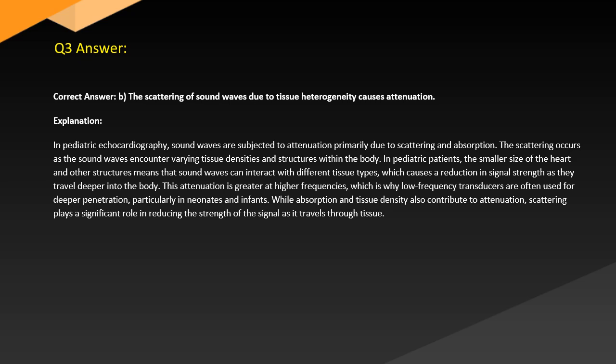Answer. Correct answer: B. The scattering of sound waves due to tissue heterogeneity causes attenuation. Explanation. In pediatric echocardiography, sound waves are subjected to attenuation primarily due to scattering and absorption. The scattering occurs as the sound waves encounter varying tissue densities and structures within the body. In pediatric patients, the smaller size of the heart and other structures means that sound waves can interact with different tissue types, which causes a reduction in signal strength as they travel deeper into the body.